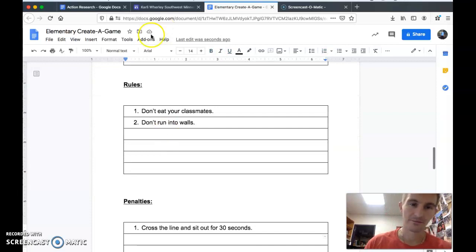Your rules, okay? Don't eat your classmates. Hey, if you create a game called Zombie Ball, you definitely don't want to eat your classmates, okay? Don't run into walls. Now, this right here is kind of an obvious rule, so I just wrote this in here to show you what it looks like to have a rule. But make sure that your rules are very clear, and that they are important for making your game work.